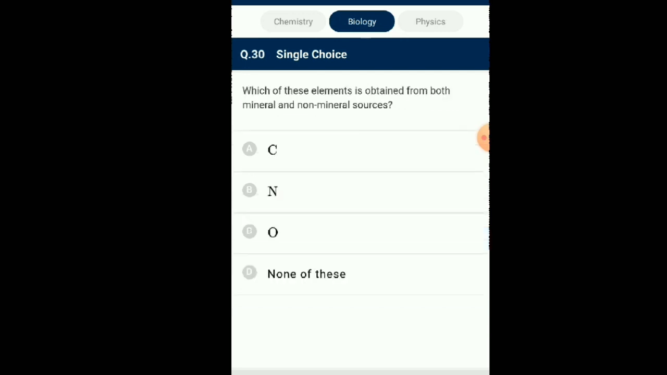Question number 30. Which of these elements is obtained from both minerals and non-mineral sources? Nitrogen is one of the most important components of the body of any living organism. After carbon, hydrogen and oxygen, nitrogen is the element required in very large quantities. So the answer is option B, nitrogen.